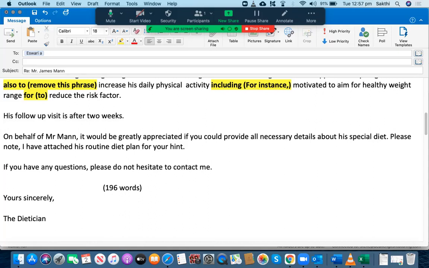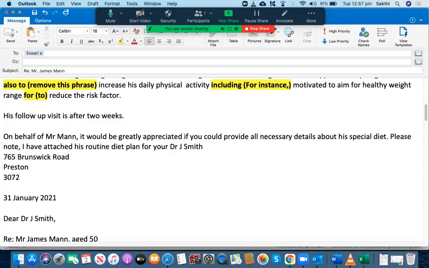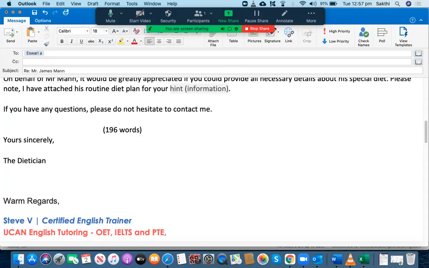On behalf of Mr. Mann, it would be greatly appreciated if you could provide all necessary details about his special diet. Please note, I have attached this routine diet plan for your hint. Now, hint is not that good. The reason is that hint acts as an informal verb. So it's better to use the formal ones, okay? Instead of that, you can use information.